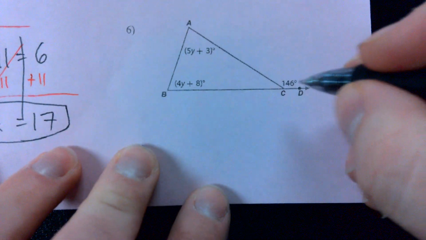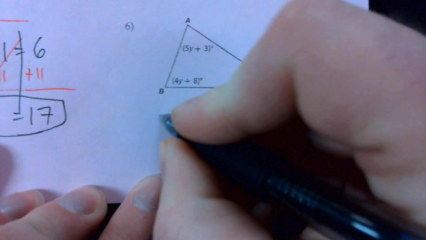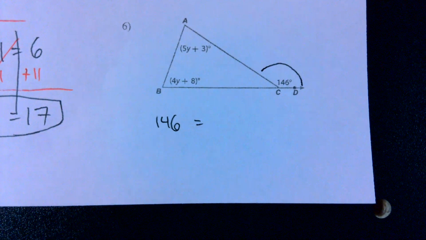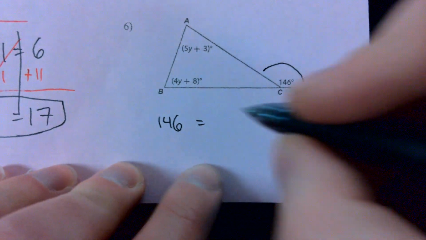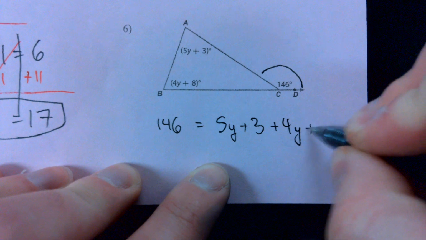So number 6, my exterior angle is what? What's my outside angle here? 146. There it is on the outside. So I'm going to take what I have on the inside and add it together. 5y plus 3 plus 4y plus 8.